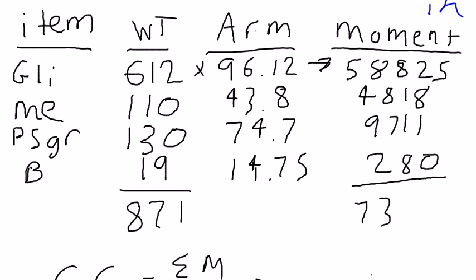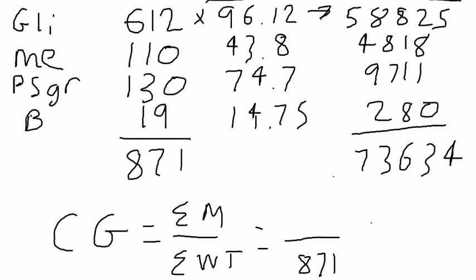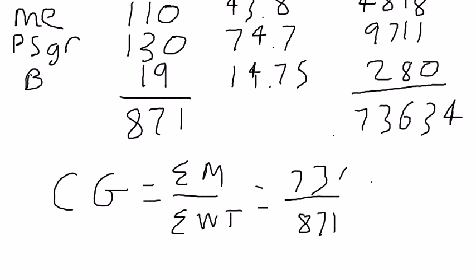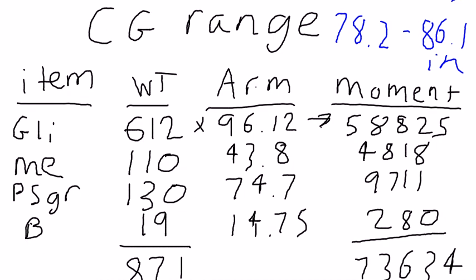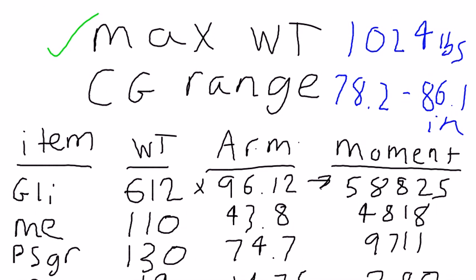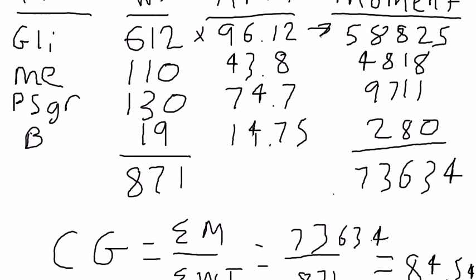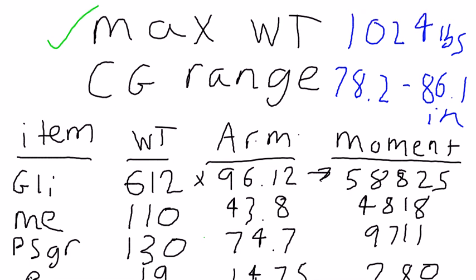You can check the math on your own, but it comes out to 73,634. All right. You do that division, and you will get 84.54 inches. And if we look at the manual, a center of gravity within 78.2 and 86.1 is safe. So we have 84.5, so we're good.